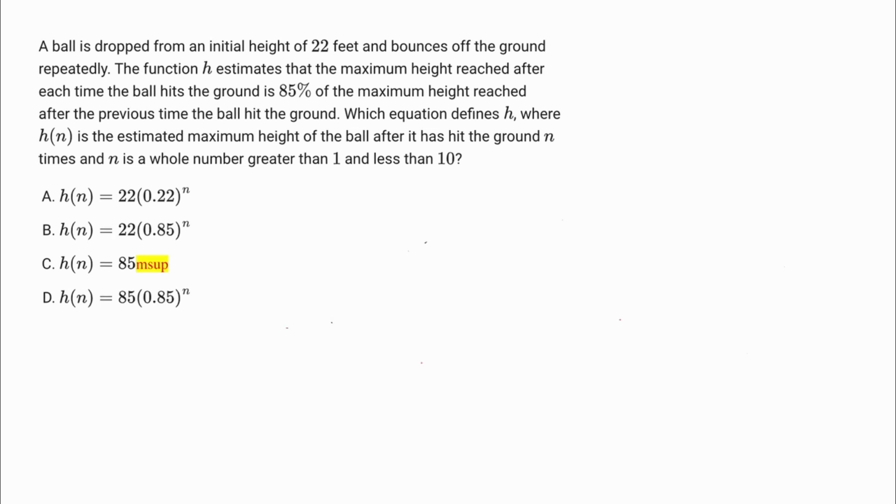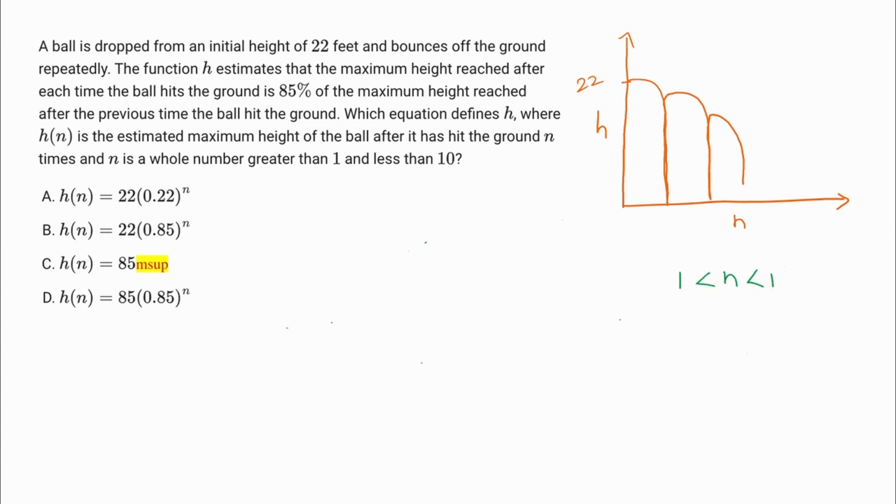So to understand the question better, let's draw a graph for it. On the y-axis, I am going to take my height h, and on the x-axis, I am going to take the value of n, that is the number of times the ball hit the ground. So my initial height is 22 feet. Now when the ball is dropped from the initial height, it reaches the ground and bounces back up to reach a height of 85% and goes back down again, reaches a height of 85% when it bounces back. So this happens until the ball is stationary, or for values given by 1 less than n less than 10.